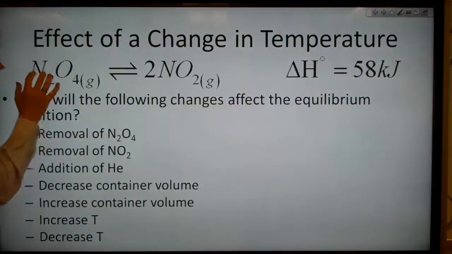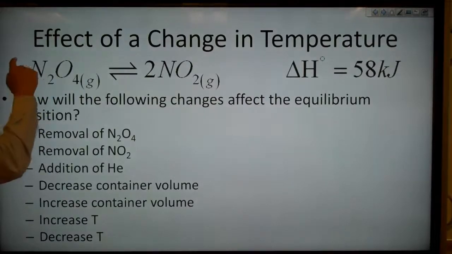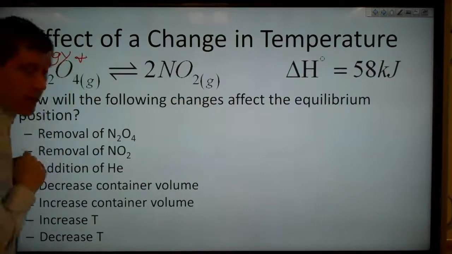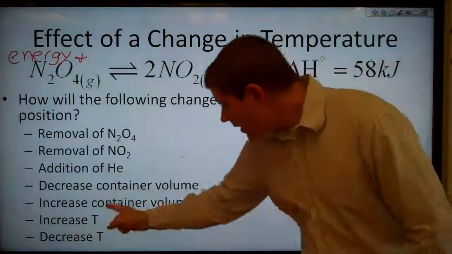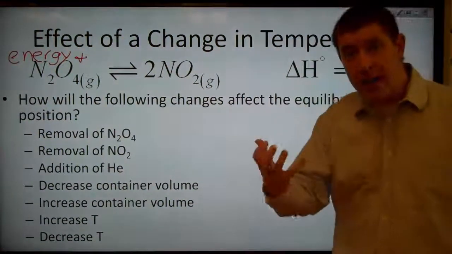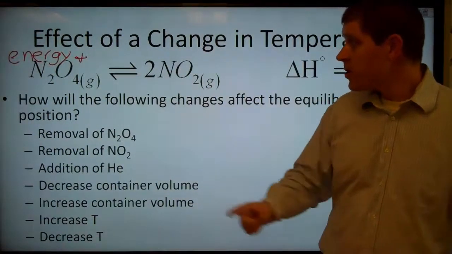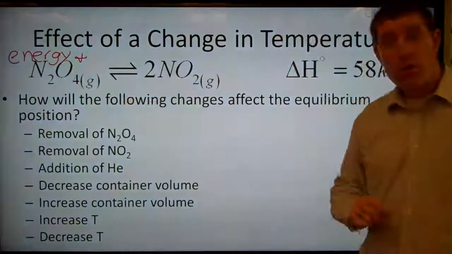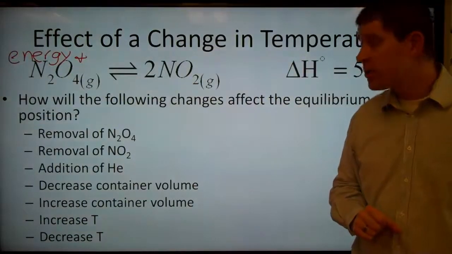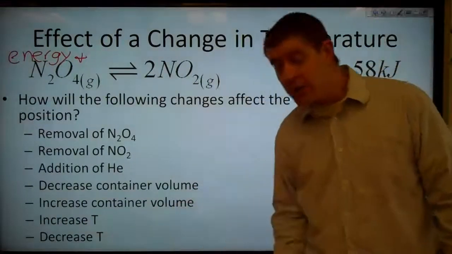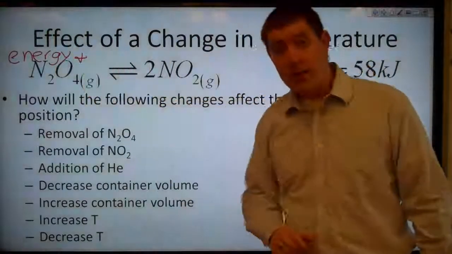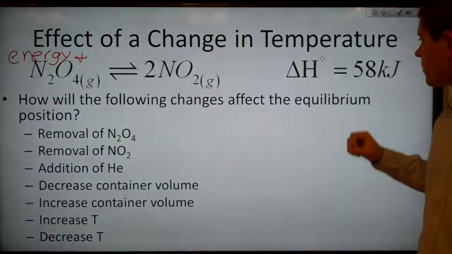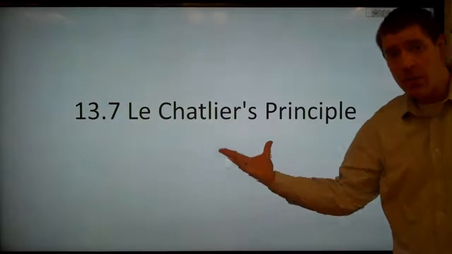So that means that over here, on the reactant side, we have energy as one of our reactants. So if we increase the temperature, we're adding energy to the system. So we're adding a reactant. If we add a reactant, Le Chatelier's principle says that we should shift equilibrium to the product side, to the right. And if we decrease the temperature, we are removing a reactant, and thus we should shift equilibrium towards the left. So that was Le Chatelier's principle.